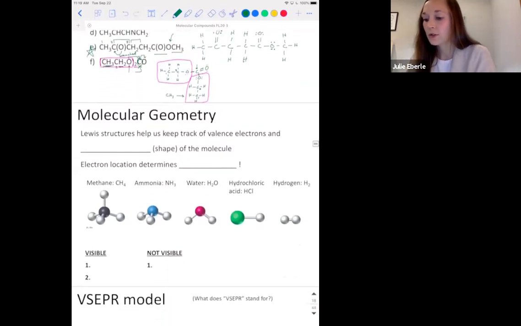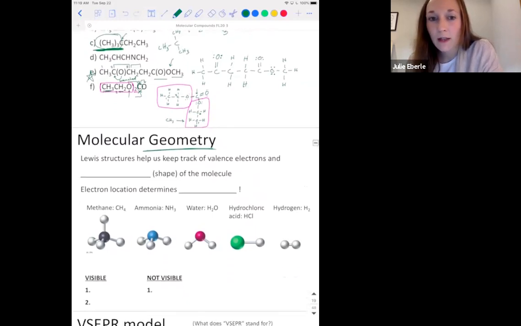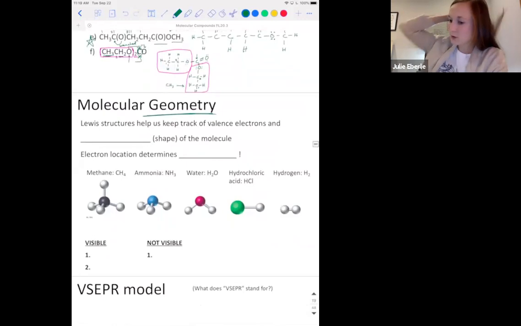Okay, let's talk about molecular geometry. You need to understand that molecules aren't just two-dimensional, okay? Condensed structures and Lewis structures help us visualize how atoms are connected, but they only help us visualize that in 2 dimensions. Molecules are 3D. We are 3D, and we're made of molecules. So we need to understand how they're arranged from a 3-dimensional perspective. So that's what this is all about, molecular geometry.